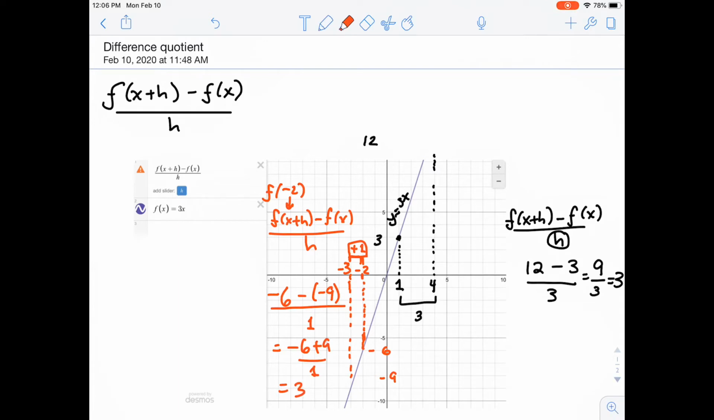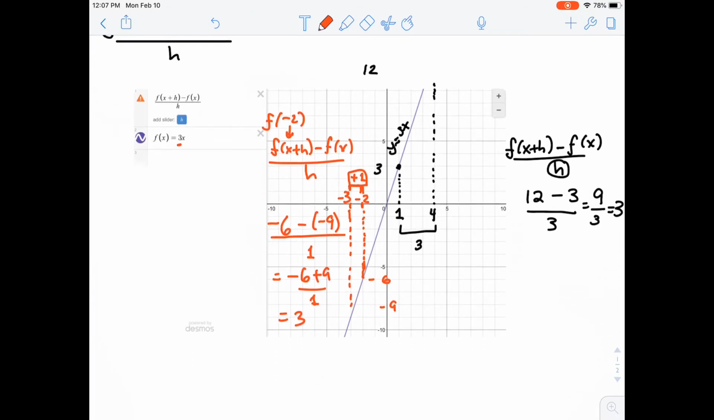So this is not a coincidence. This 3 is coming from the function with which we were working, which is our f of x equal to 3x. And notice that it's the slope of that line. So how does this work for quadratics, or something that is nonlinear?